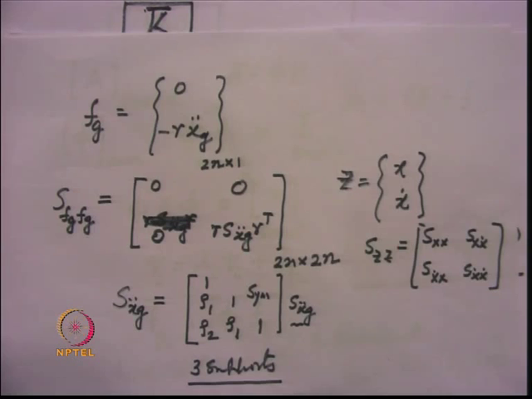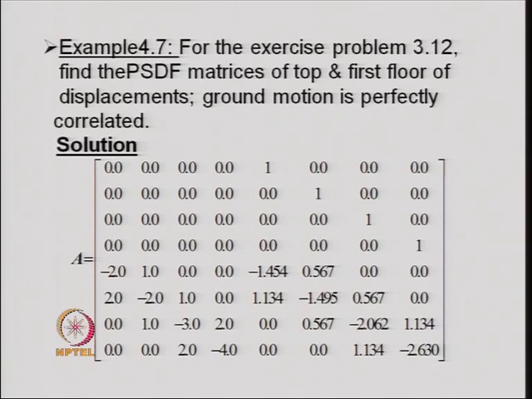We have solved a problem here. In this problem the top and the first floor displacements are considered, and the power spectral density functions for these two displacements are the responses that we look for. So, here is the A matrix for the system, and this A matrix we have generated before while solving the same problem for deterministic ground motion.